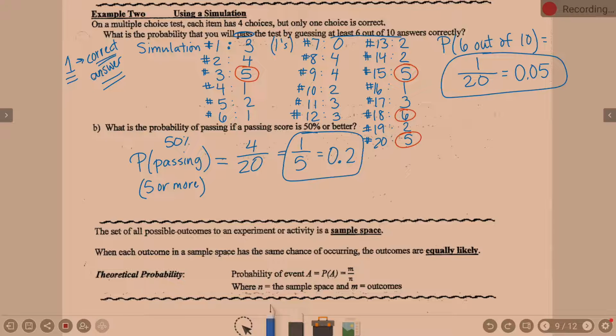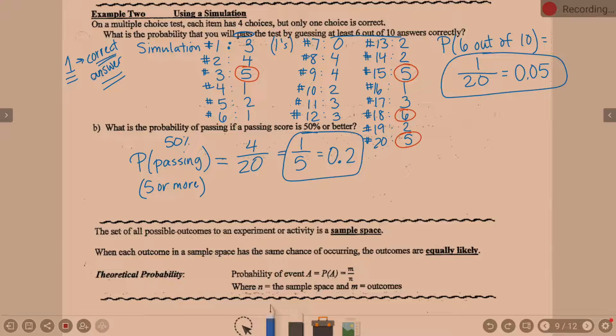Okay, on the back side, we're going to be talking about theoretical probability. A little bit of vocab first. The set of all possible outcomes to an experiment or activity is a sample space. So all the possible outcomes, the definition there is sample space. When each outcome in a sample space has the same chance of occurring, the outcomes are equally likely. And this is theoretical probability.